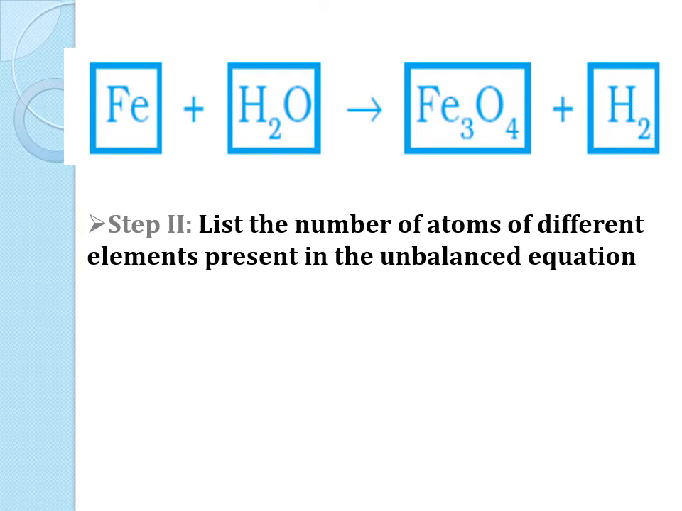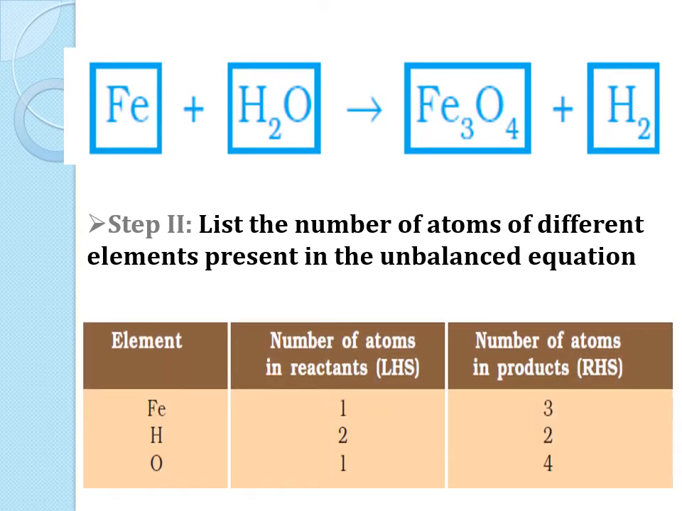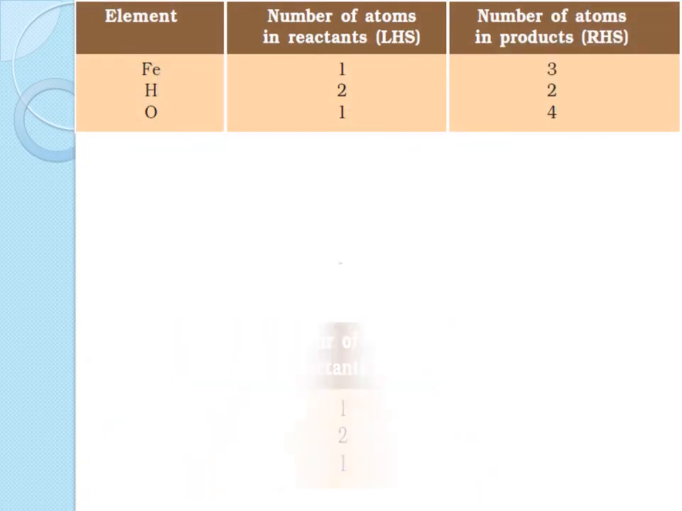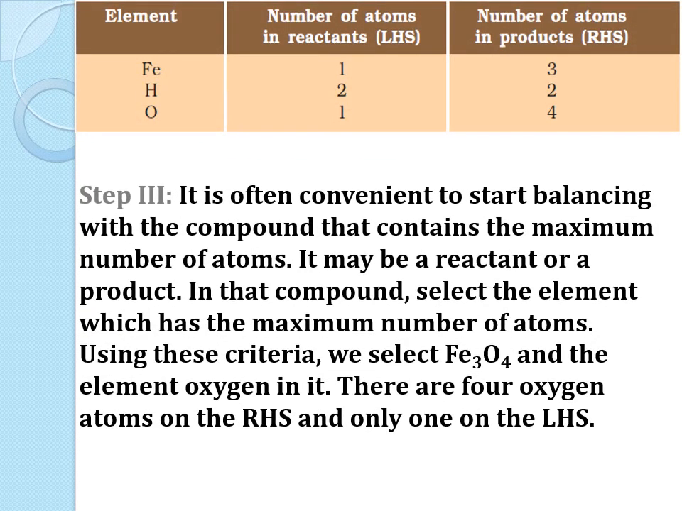Second step, list the number of atoms of different elements present in the unbalanced equation. Elements: iron, reactants 1, products 3; hydrogen, reactants 2, products 2; oxygen, reactants 1 and products 4. Next step, it is often convenient to start balancing with the compound that contains the maximum number of atoms. It may be a reactant or a product.